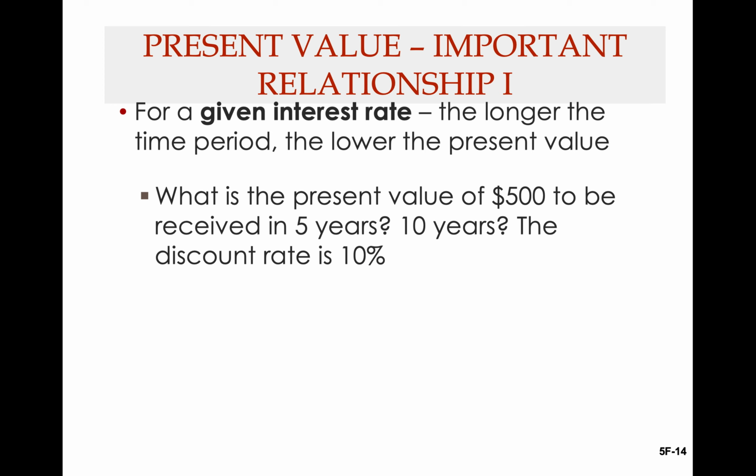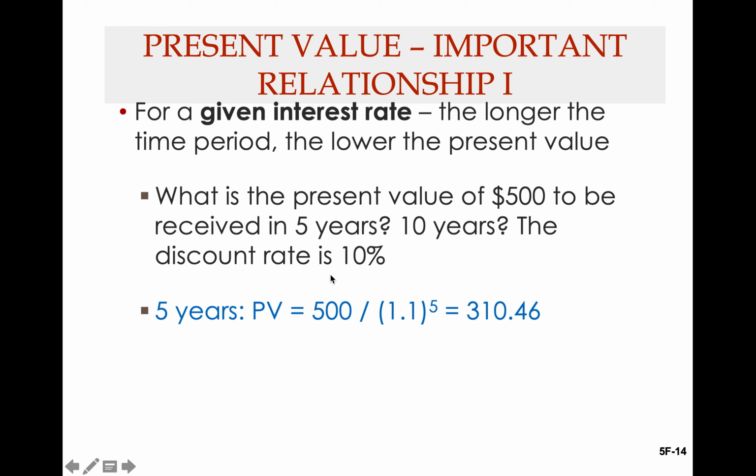Next, there are two important relationships that you need to keep in mind when thinking about present value problems. The first important relationship is that for a given interest rate, the longer the time period, the lower the present value. For example, what is the present value of $500 to be received in 5 years and in 10 years? Suppose the discount rate is 10%. Using our formula for the case of 5 years or a financial calculator, we can find that the present value is $310.46.